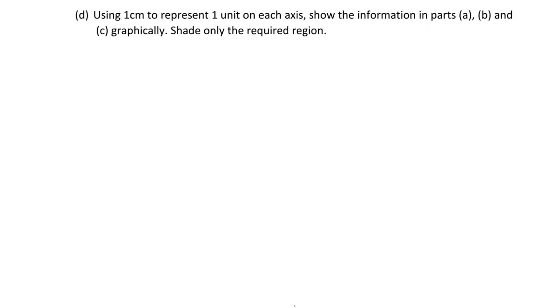And for part D, using 1 centimeter to represent 1 unit of each axis, show the information in part A, B, and C graphically, and then shade only the required region. Okay, so for the inequalities obtained, we can get the boundary lines. So our boundary lines are going to be 2x plus 5y equals to 30, 5x plus 6y equals to 60, and our last boundary line is going to be x equals to 8.